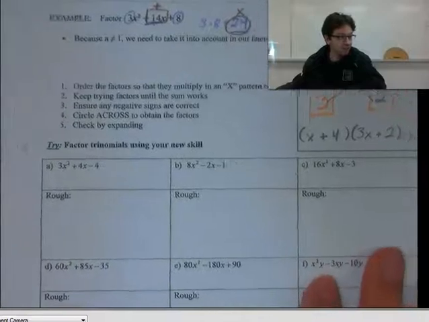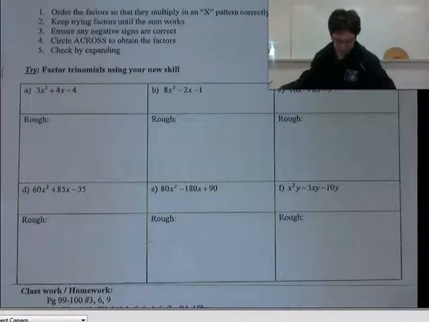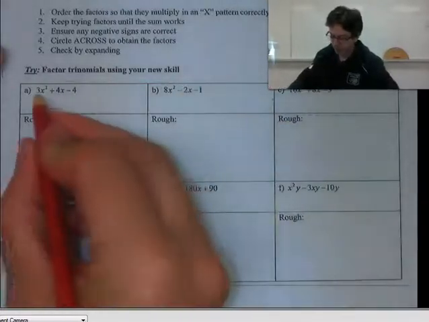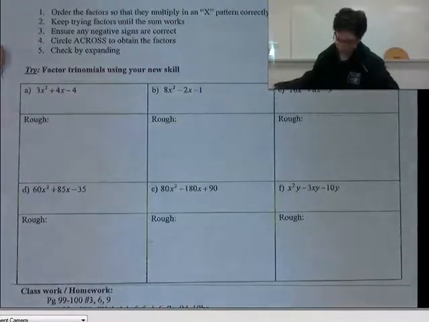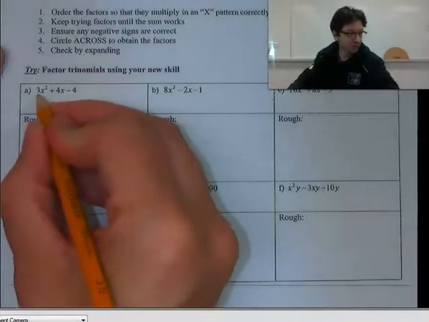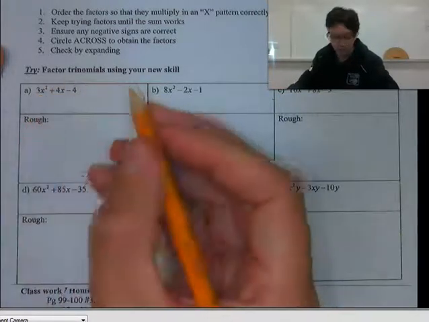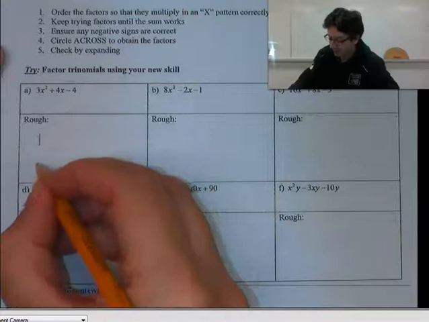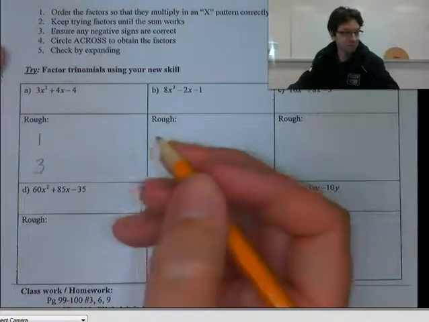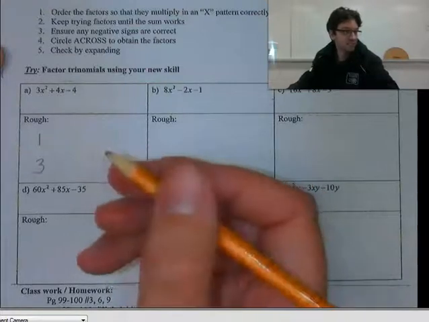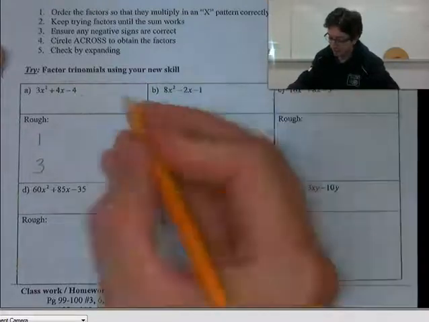So let me stop there, see if there's any questions. Alright, so let's do another one. Okay, so here we have 3x squared plus 4x minus 4. So let's start with the 3. Two numbers that multiply to give you 3. Again, this is nice because we only have one option. Usually when I see there's only one option, I tend to choose this method because you can get to the right answer fairly quickly if there's really only one option.